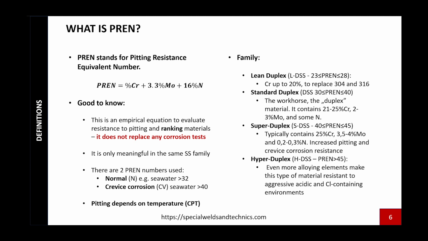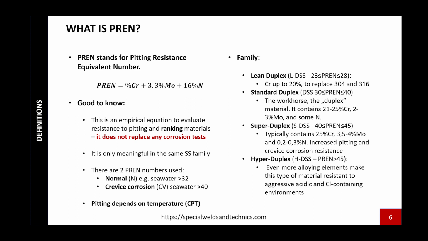PREN is also used to characterize duplex materials. Based on this number, we can make different groups within the duplex family. For example, we can call the lean duplex materials. I'm going to explain all these terms in the following video.